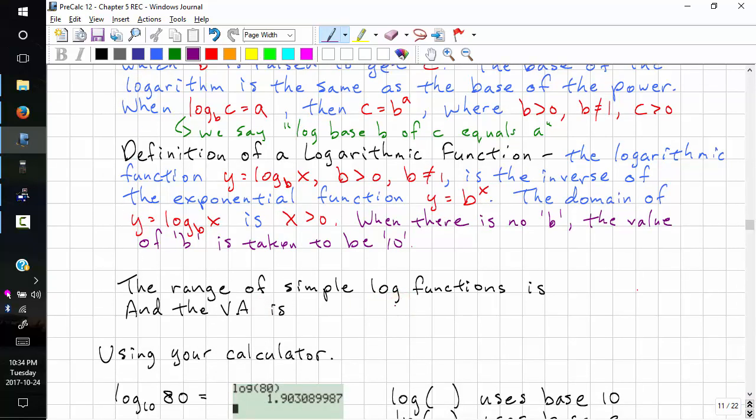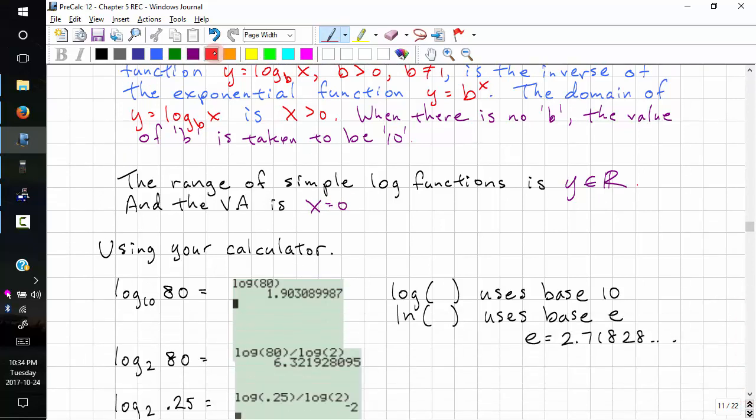The range of simple logarithmic functions is y is an element of all reals, and the vertical asymptote is x equals 0. So how do you use your calculator to calculate these logs? Well, if we just have log, again, with no b specified, it's base 10, and this is called common log.